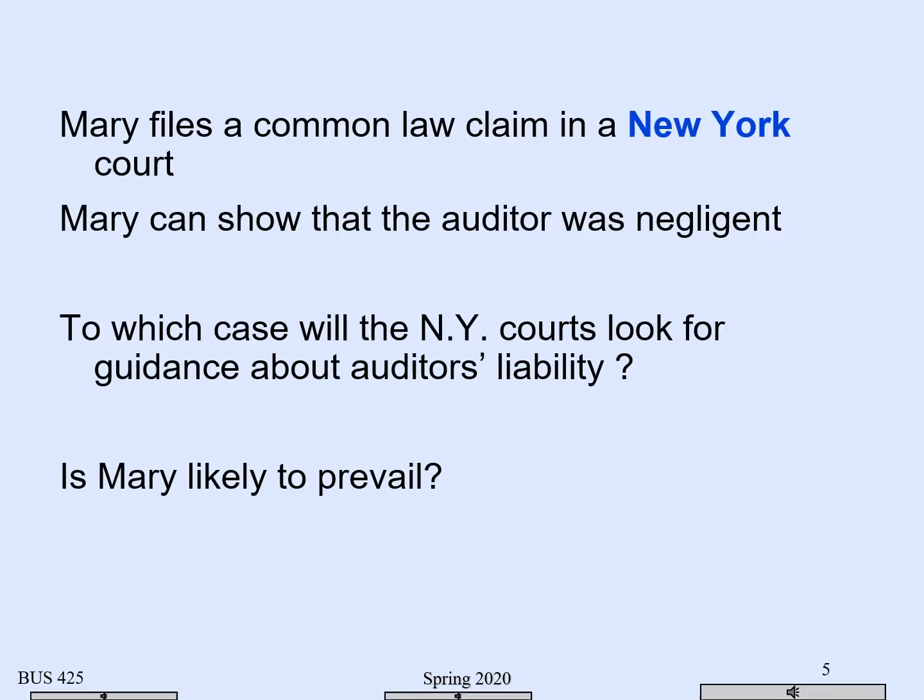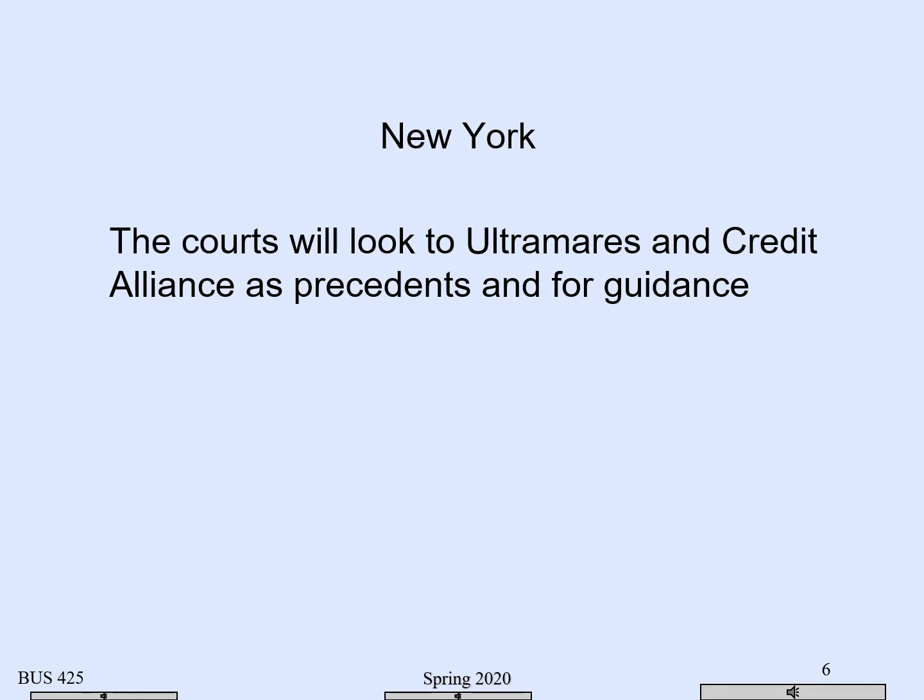We're in New York. It's a state court. Mary files a common law claim in New York. Mary can show the auditor was negligent, to which case will the courts look for guidance, and is Mary likely to prevail? In New York, the courts will look to Ultramares and Credit Alliance as precedent, and they will also refer to those cases for guidance.